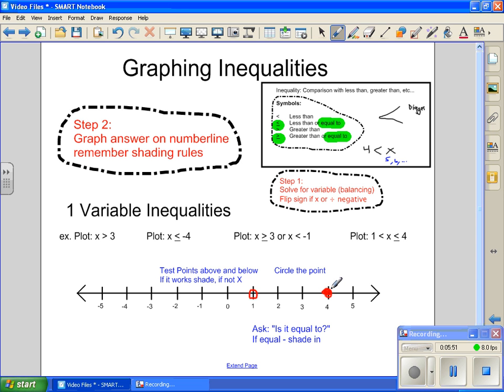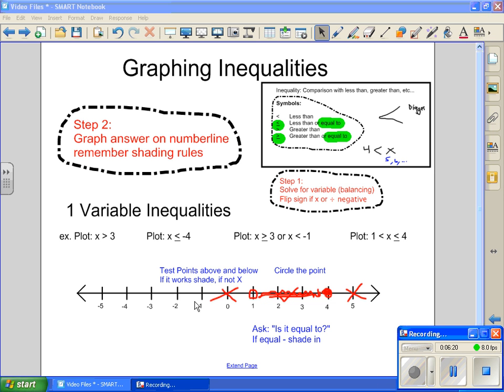Now we want to test points. If x was 0, is 0 bigger than 1? No. Is 2 between 1 and 4? Yes. Is 5 between those numbers? No. So in this case you shade in the middle. And that is how you graph basic one variable inequalities.